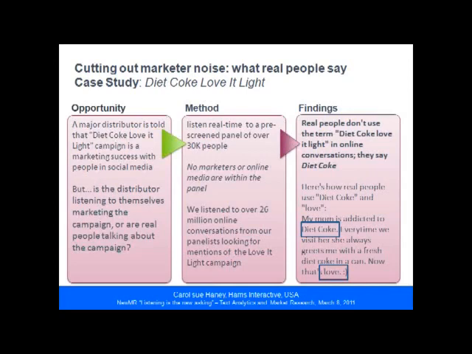So for example, we were told by a major distributor that the Diet Coke Love It Like campaign was a huge success. Everyone's talking about it online. If you did a scrape using a system-wide listening tool, it is true. You pick up on a lot of blog posts, etc., all talking about Diet Coke Love It Like. But if you actually really listen to just consumers or just individuals having conversations, no one. Over 26 million posts, no one actually used the term Diet Coke Love It Light.